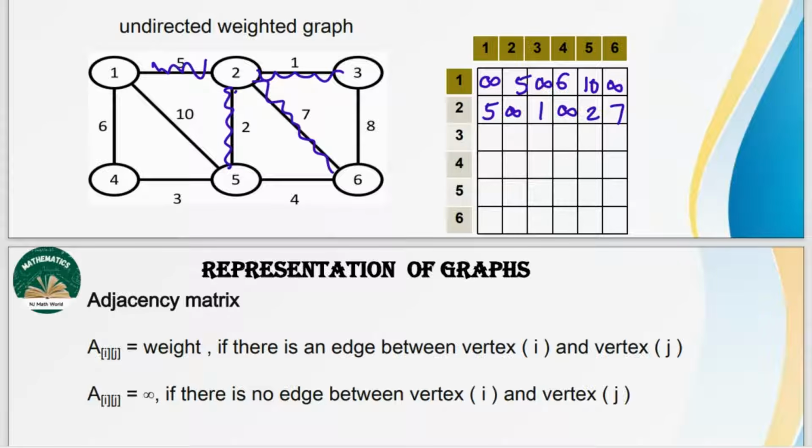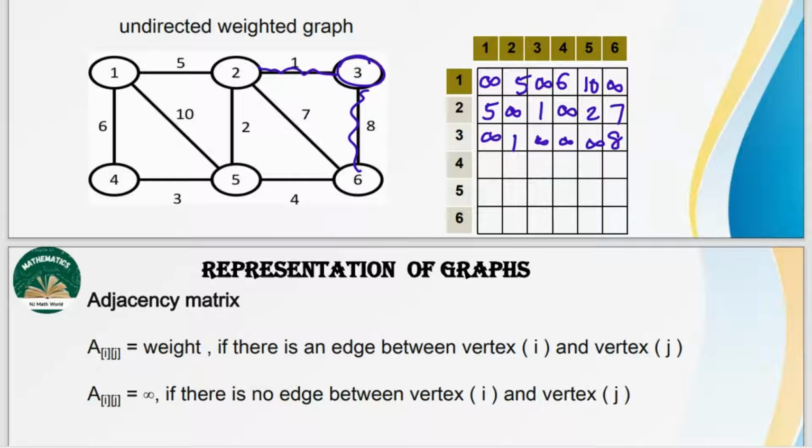Next one, we'll go for line 3, that is 3. Here we will consider 3. From 3 to 2 is 1. 3 to 6 is 8. The remaining we don't have, only 2 lines, so it is infinity.